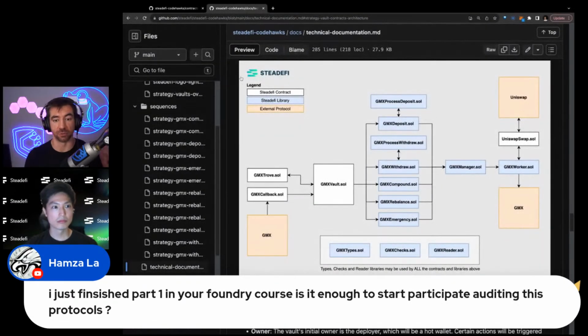Or what you can do is try this right now, see how you do, and if it's challenging, you'll use that as fuel to go back to the course and keep learning, and then the next time you try a competitive audit, you will hopefully do much better.